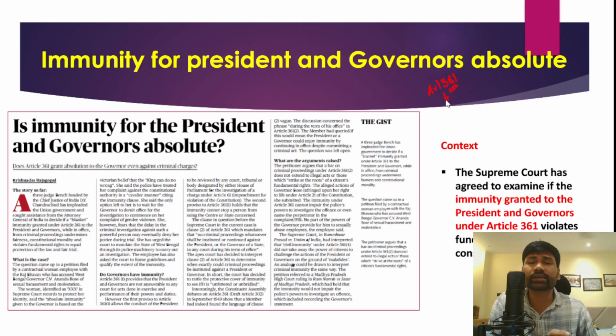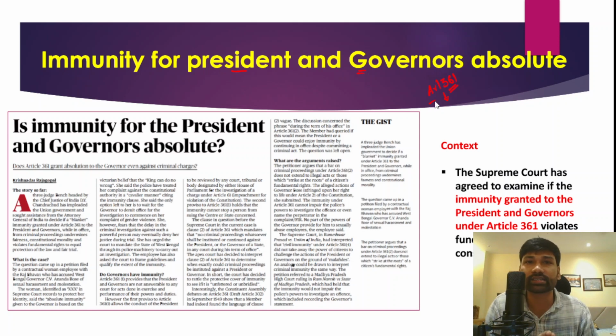Because the president and governor are constitutional heads, the Constitution has provided immunity from criminal cases. Both the president and governor were given immunity from criminal cases against them while they were in office, because they were constitutional heads and their work or their office as a constitutional head should not be impacted by these criminal cases. We need to protect the sanctity of these offices, and that's why Article 361 was included in the Constitution.